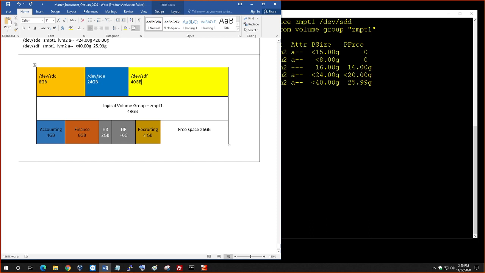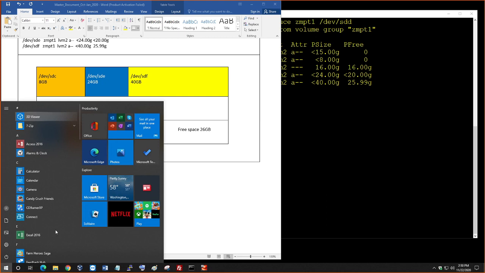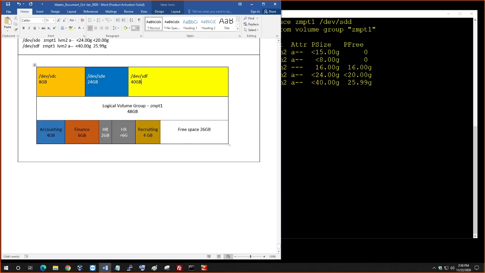And here, if you do the math now, so let's see here. Where is the calculator? Okay, so 8 GB plus 8 plus 24 plus 40, okay? So we have 72 GB now. So total is 72 GB.